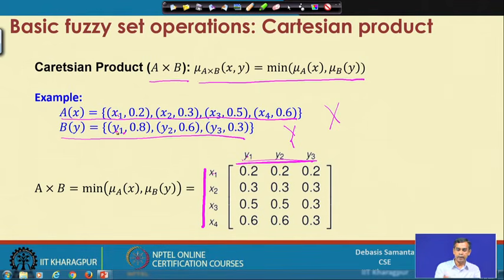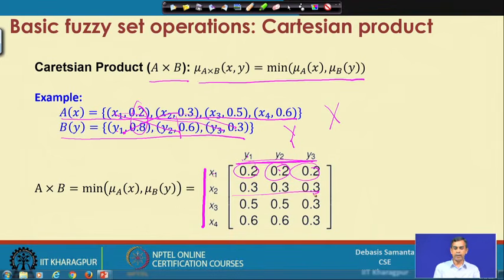So, x1 and y1, take the minimum in between; x1 and y2 is basically taking the minimum of 0.2 and 0.6, so it is 0.2. Then x1 and y3, the minimum of 0.2 and 0.3, it is 0.3. Similarly, for x2 y1, x2 y2 and x3 y3, this element will be obtained.